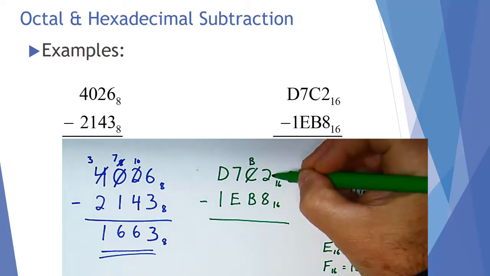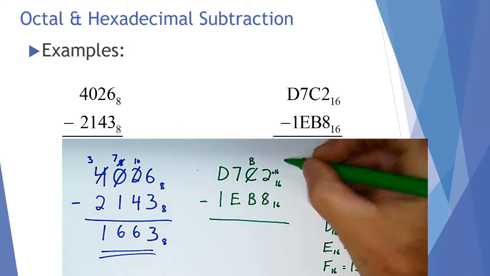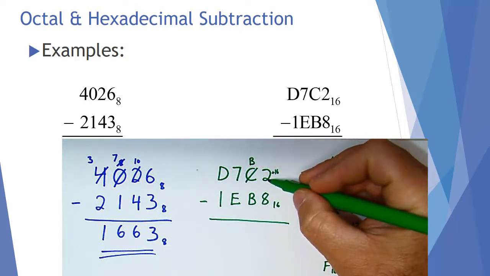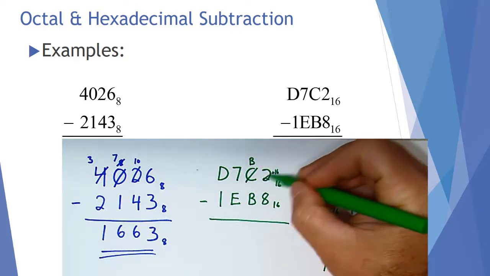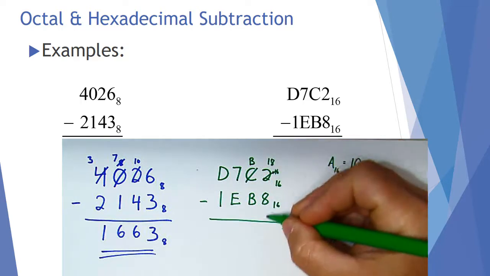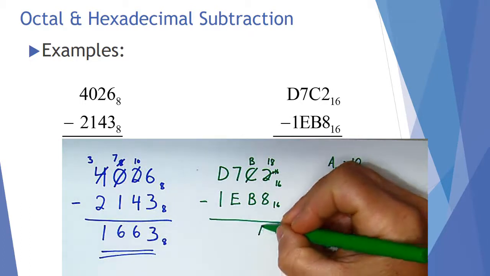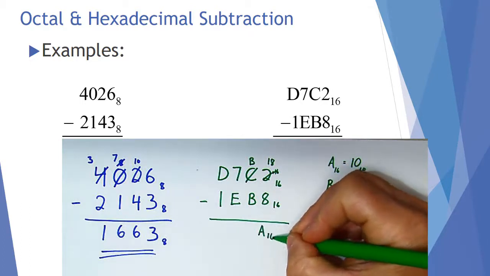And what does that gain us here? Remember, that gains us 16. And so what we really have here now is 2 plus that 16. This is the same as 18. 18 minus 8 leaves us with 10. But 10 is represented by A in hex.